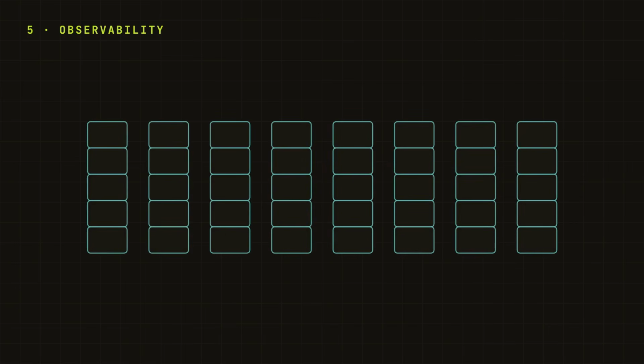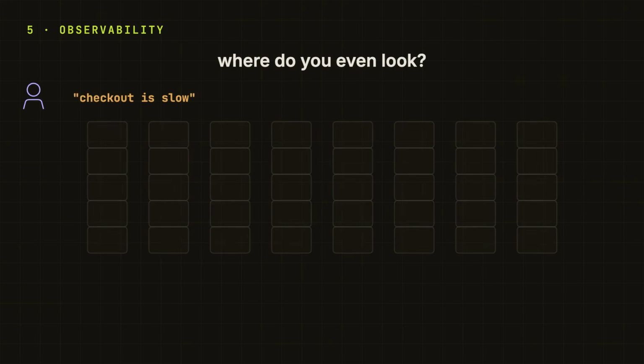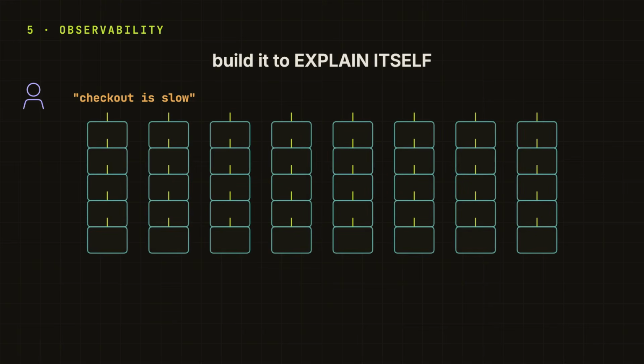Okay, our store is now hundreds of services across thousands of containers. And one day a user says checkout is slow. Now, where do you even look? You cannot open each of a hundred services and read its memory. So you need to build the system so it can explain itself. And that ability is called observability. And it stands on three pillars.